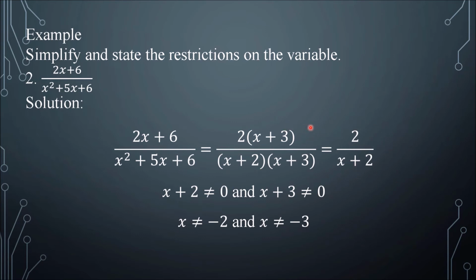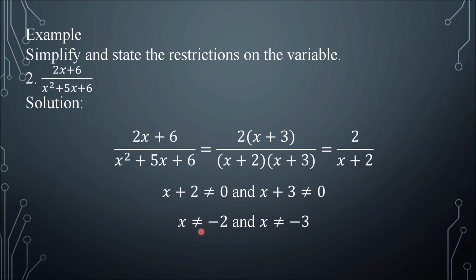Now, going back to this one, let's take a look at the denominator. If x plus 2 is 0, then the whole thing will become undefined. Because if this is 0, 0 times this is 0. Therefore, the denominator is 0, which must not be. Therefore, x plus 2 must not be 0. And on the other side, x plus 3 must not be 0 also.